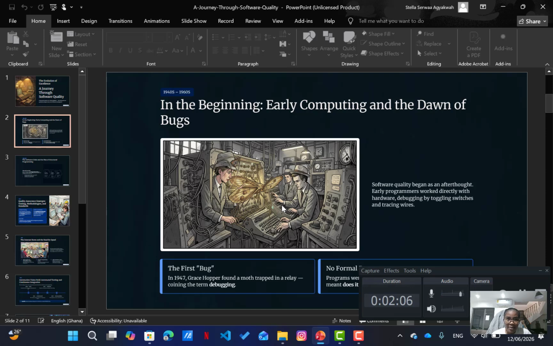At that time, there were no formal testing methods. If a program failed, developers simply fixed the problem and tried again. Software quality was mainly judged by one question: does the program run without crashing? Software quality was informal and focused only on fixing errors after they occurred.